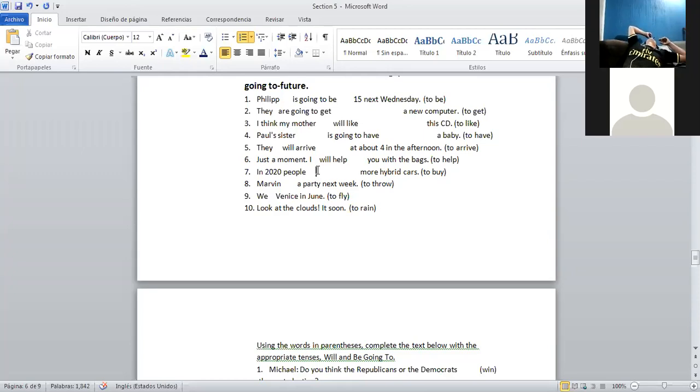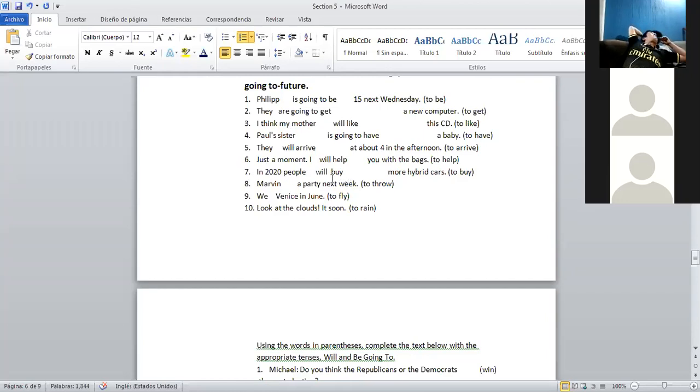Tell me, number seven. In 2020, people will buy more hybrid cars. It's a prediction, right? In 2020, people will buy more hybrid cars. Very good.